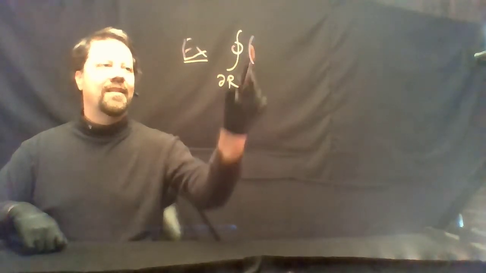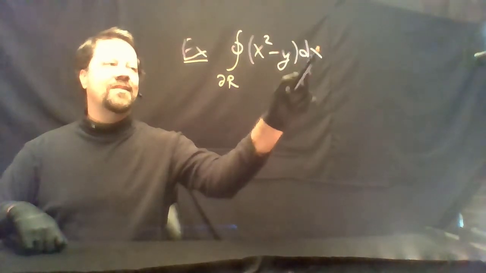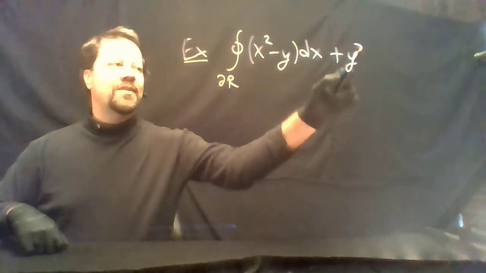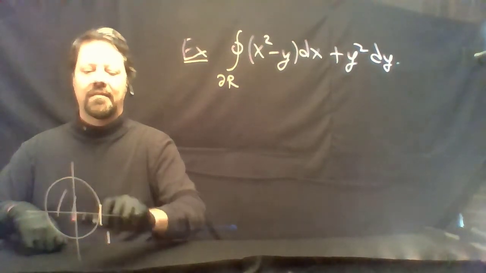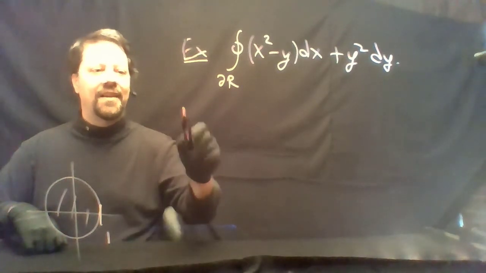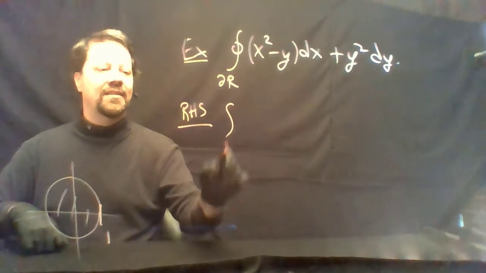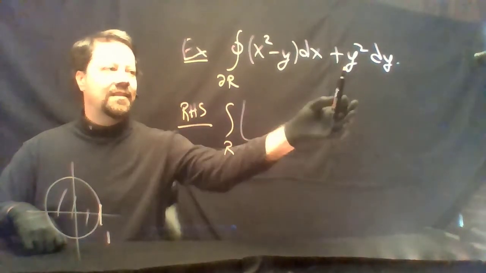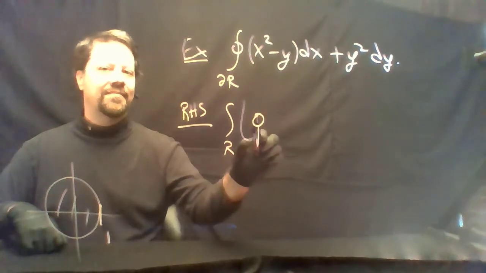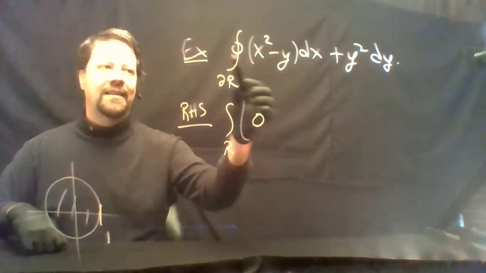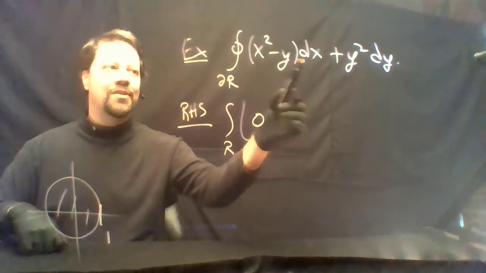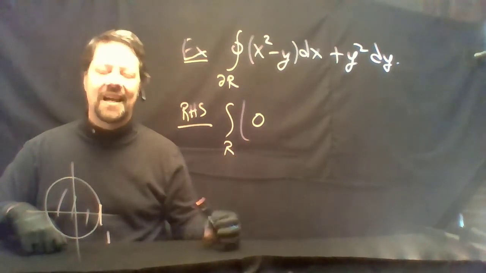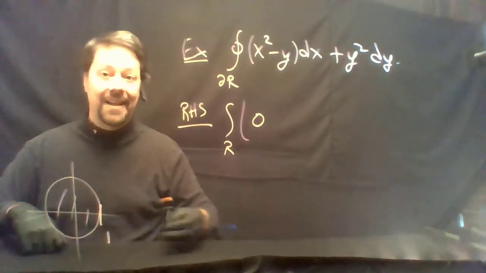Let's verify Green's theorem again. This time, x squared minus y dx plus y squared dy, and on the unit disk. On the right-hand side, we'll integrate on the entire disk. dn dx, it should be obvious that y squared dy integrated on a closed loop gives you 0. So does x squared dx. The only contributing term will be the minus y times dx, which should give you the area of the region. The answer had better be pi.